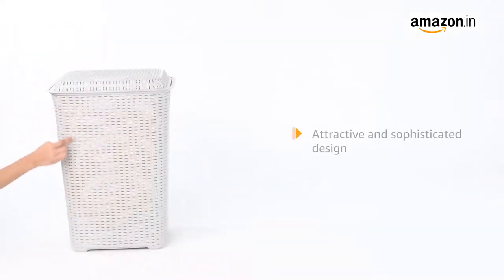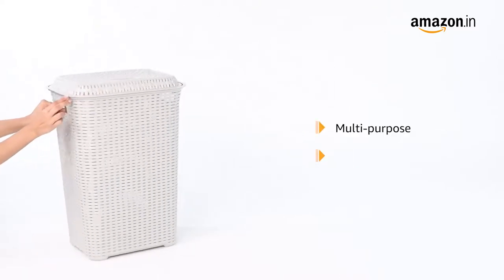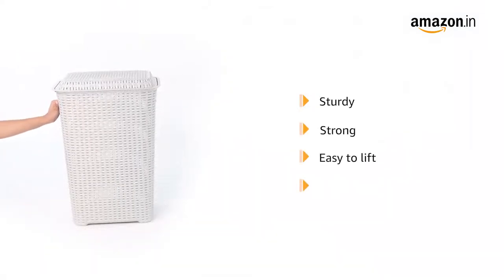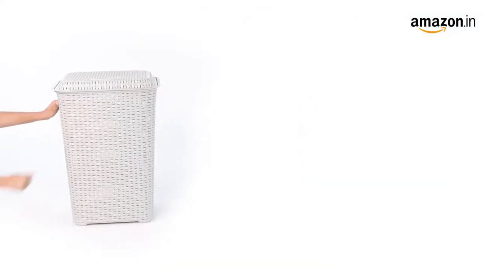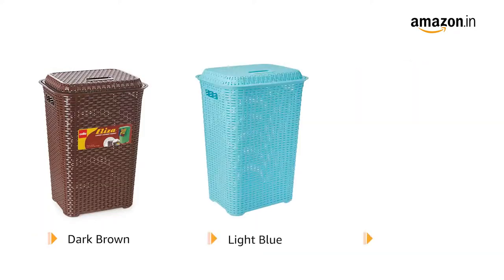The laundry basket has an attractive and sophisticated design. It is multi-purpose and can be used for storing clothes, toys, books, and more. It is sturdy and strong, easy to lift, and has a smart ventilated design. The basket is available in 6 additional colors: chocolate brown, black, brown, dark brown, light blue, and milky white.